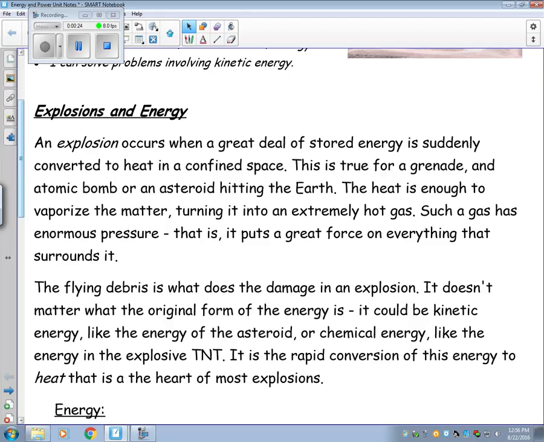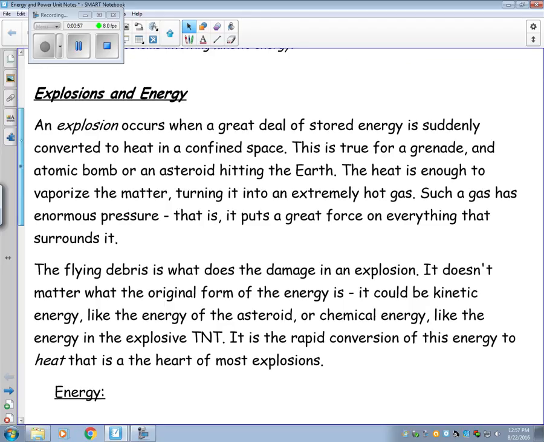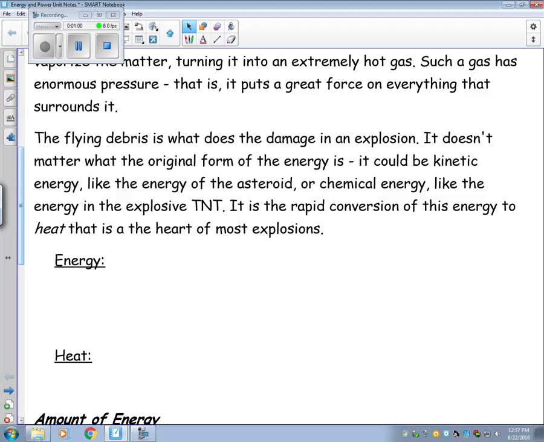Explosions. An explosion happens when there's a great deal of stored energy that is suddenly converted into heat, usually within a confined space. Think of a grenade, or the atomic bomb, or simply an asteroid hitting the Earth. The heat is enough to vaporize the material, that means turn it into a gas, and it's a really, really hot gas, so it pushes out. The gas has an enormous amount of pressure. Pressure is like a force over an area. So a large pressure means that there's a great force pushing out on everything. The flying debris then does the damage.